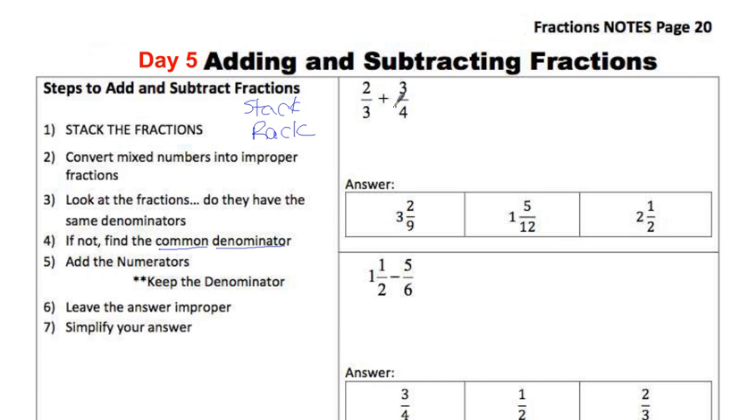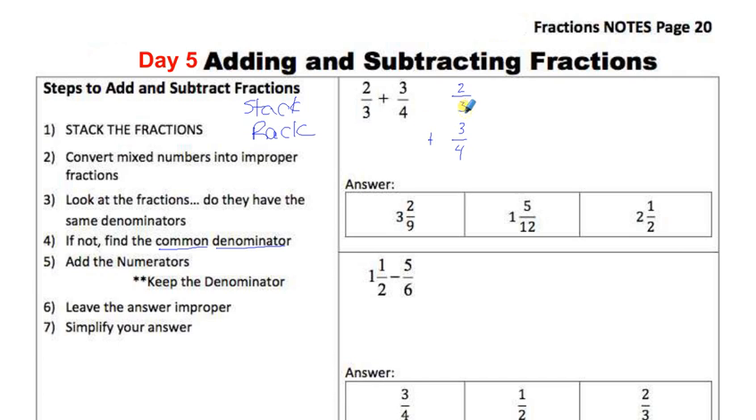So if we look at the first one, we have an adding problem. So add, subtract, stack, and rack. We're going to stack them up. So we have 2/3 plus 3/4. Now, the next step, it says, look at the fractions. Do they have the same denominator?